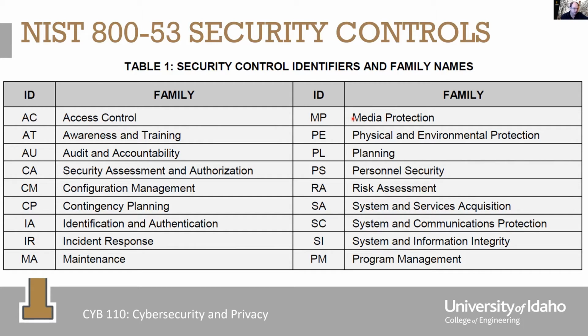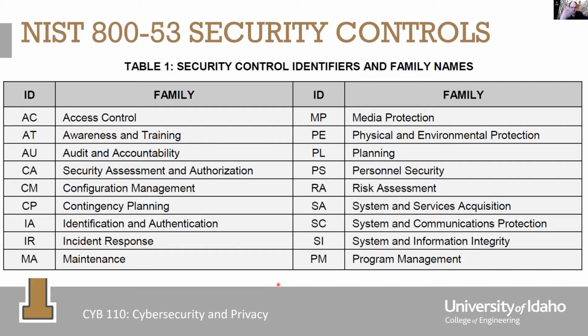So this is how you protect stuff stored on hard drives, backup tapes, etc. Physical and environmental protection. So there's the physical controls. Planning, that starts you getting your administration along with training. Personnel security. How do you know you're doing what you need to do with the people? Risk assessment, system and service acquisition, system and communication protection. This is where cryptography fits in. System and information integrity, and program management.